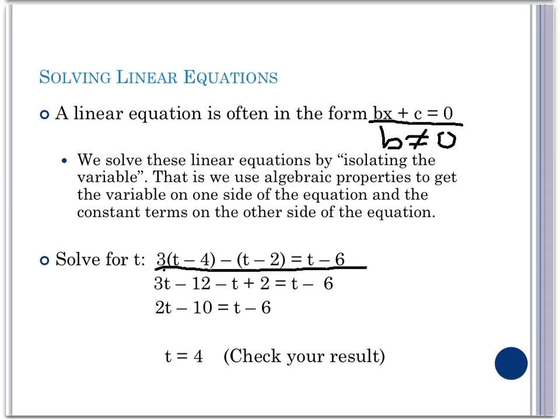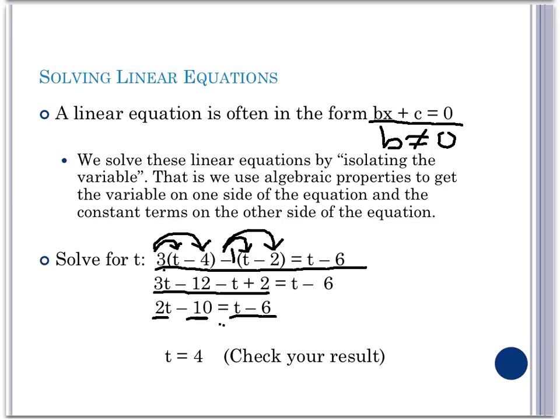process. Therefore, if we distribute our 3 over our parentheses and distribute our negative 1 over our parentheses, we'd have 3t minus 12. Distribute that negative, we would have a negative t plus 2 is equal to t minus 6. Therefore, we can simplify the left-hand side. We have 3t minus t, or 2t, and negative 12 plus 2 is a negative 10. That's still equal to t minus 6.